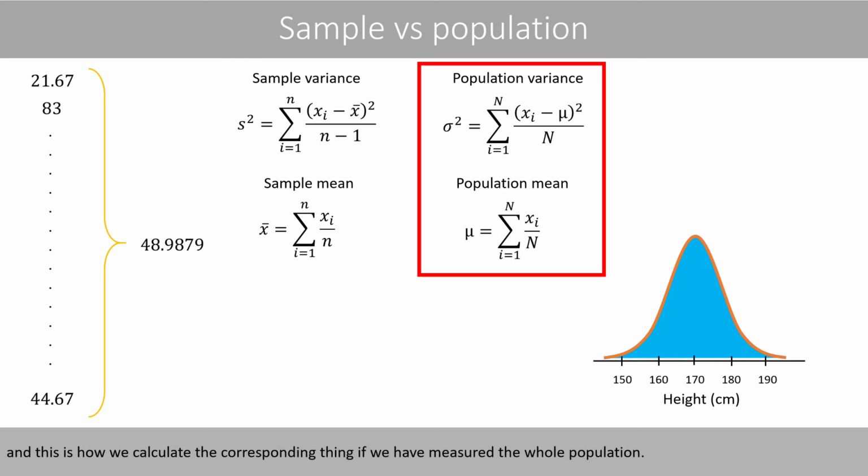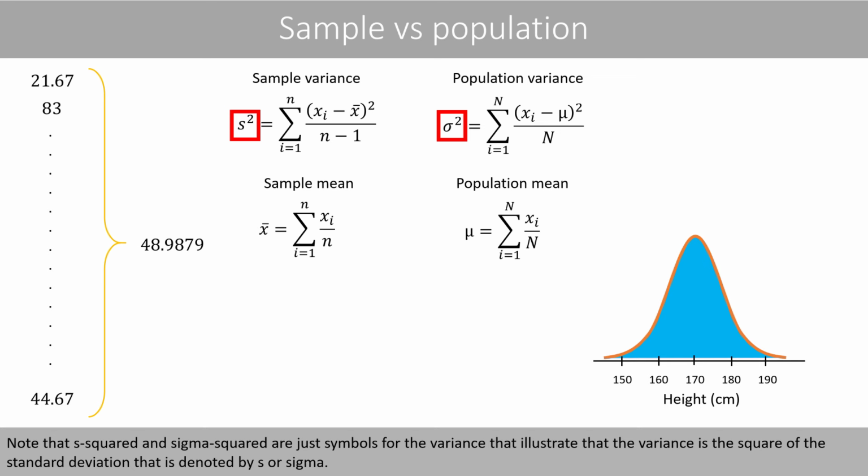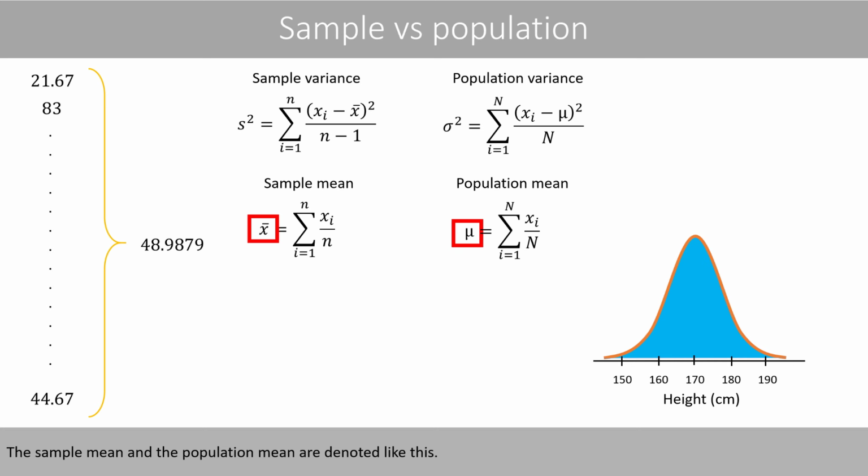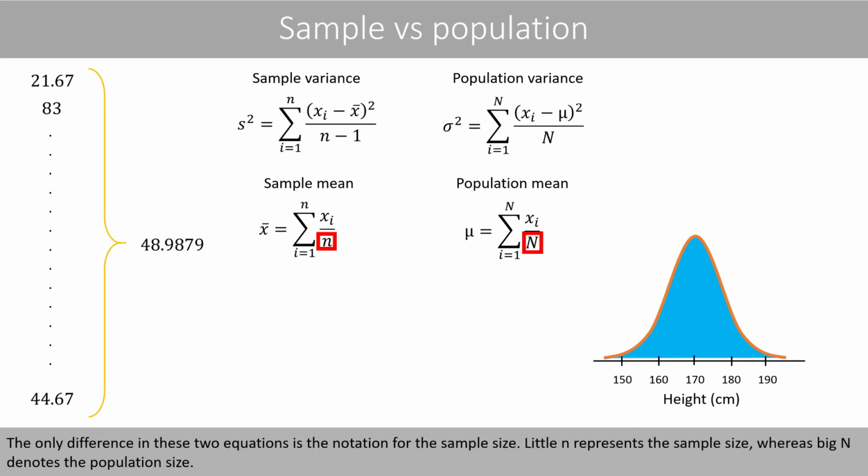And this is how we calculate the corresponding thing if we have measured the whole population. Note that s squared and sigma squared are just symbols for the variance that illustrate that the variance is the square of the standard deviation that is denoted by s or sigma. The sample mean and the population mean are denoted like this. The only difference in these two equations is the notation of the sample size. Little n represents the sample size, whereas big N denotes the population size.